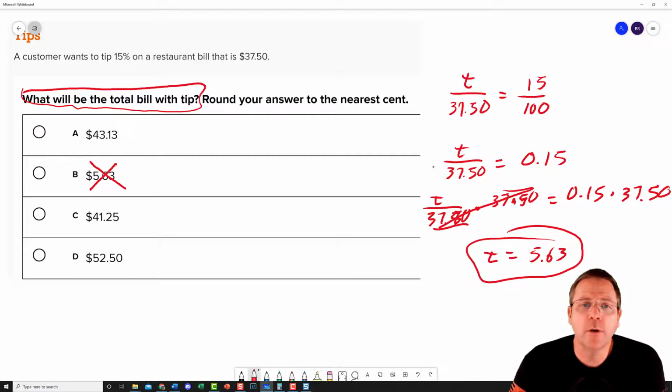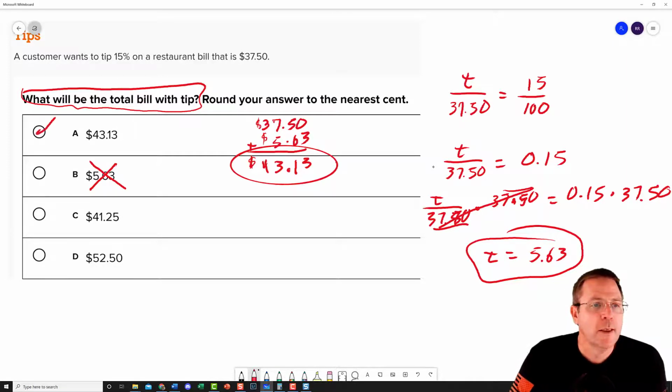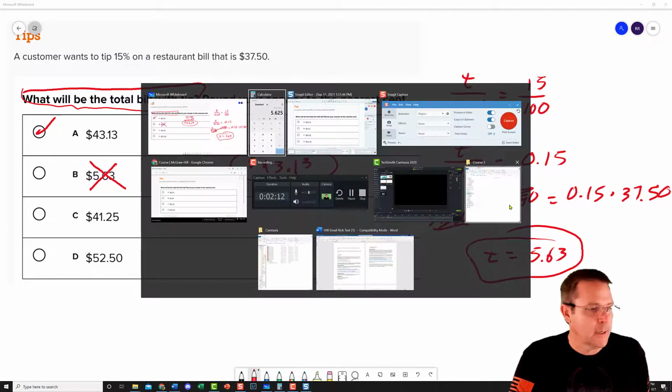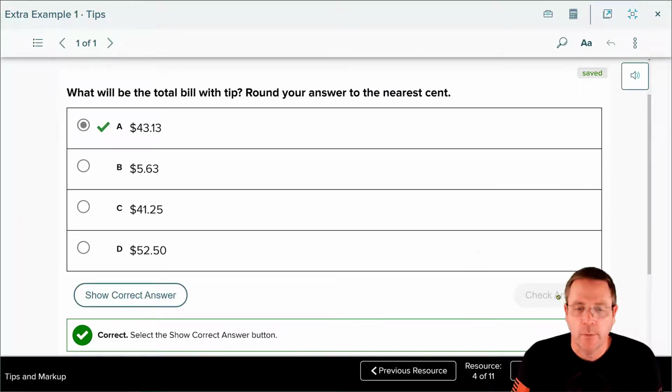To get the total bill, we're going to have to go back to that $37.50, add the $5.63 to it, and when we do that, of course we need our dollar signs there. We're going to get a 3, we're going to get 11, that's going to become 8, 13, and that's going to become 3, 4. The decimal comes down, so our total amount is $43.13. That means A is going to be our correct answer. So we're going to come back to the screen, select A, hit check answer, and we did well.